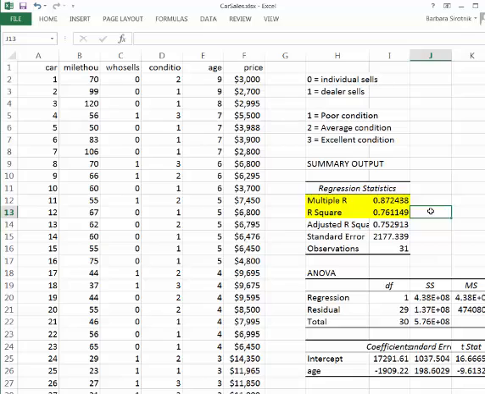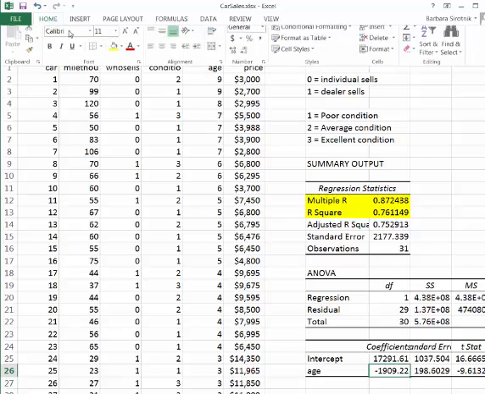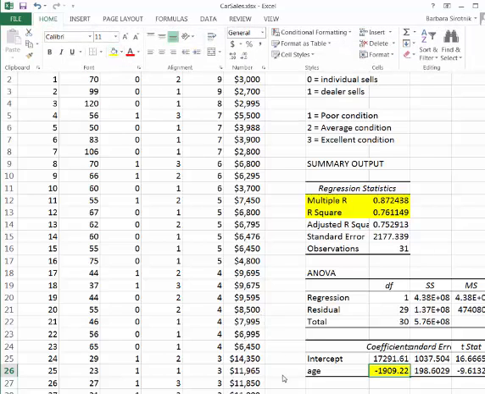But now, wait a minute. According to the graph, it should be a negative relationship. The older the car, the lower the price. I'm not seeing that in this multiple R. What I am seeing, however, is that my slope is a negative number. So what's going on here?